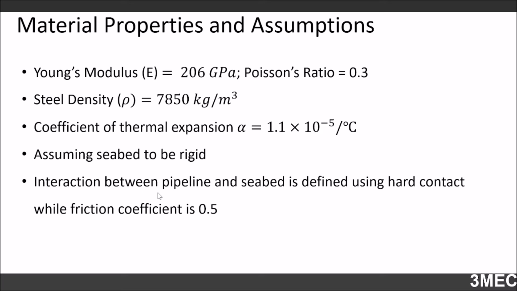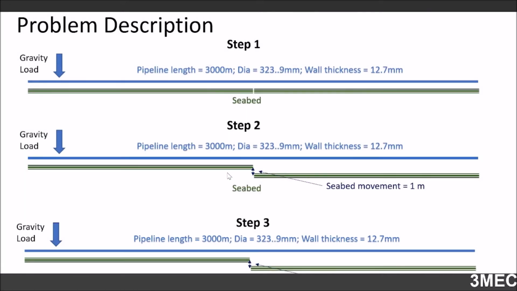And then we will define an interaction between the pipeline and the seabed, and in that case normal contact will be defined with the hard contact. This means the contact pressures will be computed based on the individual stiffnesses, and also the friction coefficient is assumed to be 0.5. In reality, for the first two steps, you can also set the friction coefficient to be 0 because there is not much lateral motion.